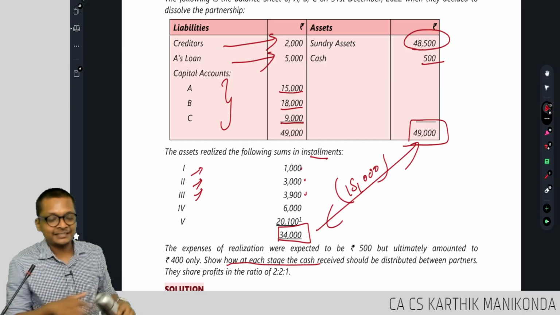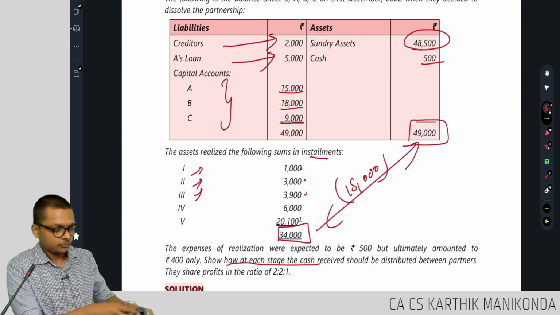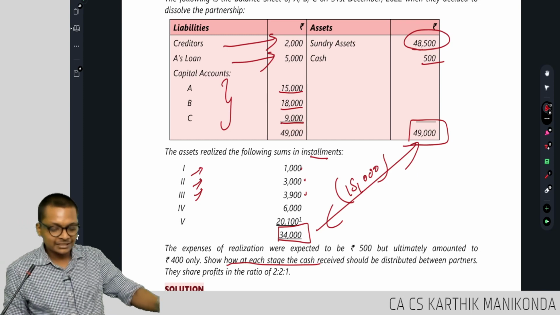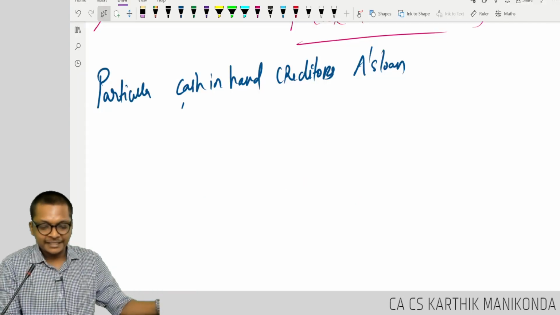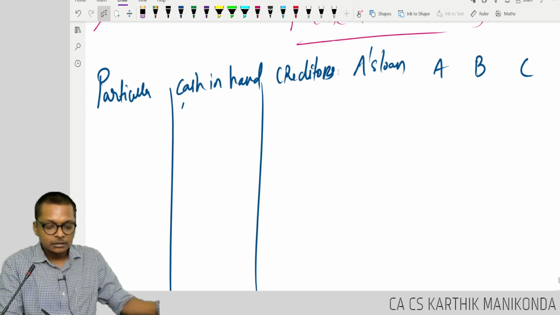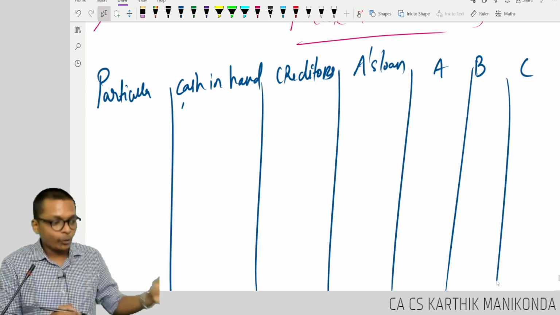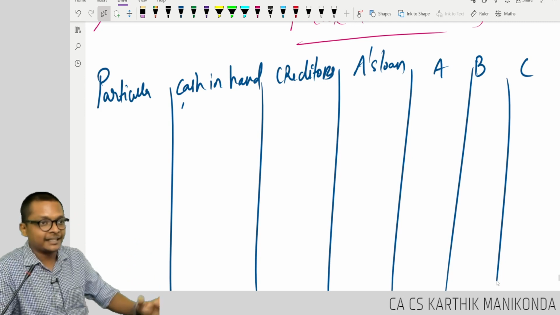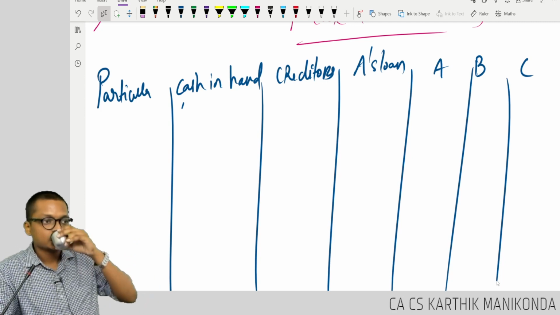After paying creditors and A's loan, next to whom you will pay? I will pay partners. Who are the three partners here? A, B, C. So I will write A, B, C. One column for A, one for B. This is my number of columns. In both the methods, whether it's maximum loss or relative, same steps.